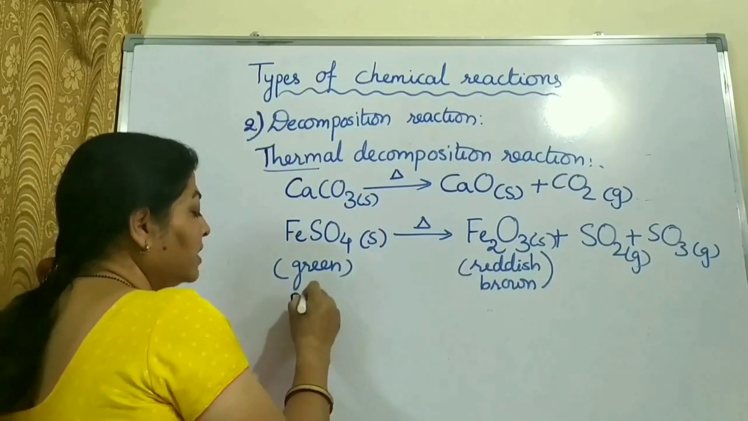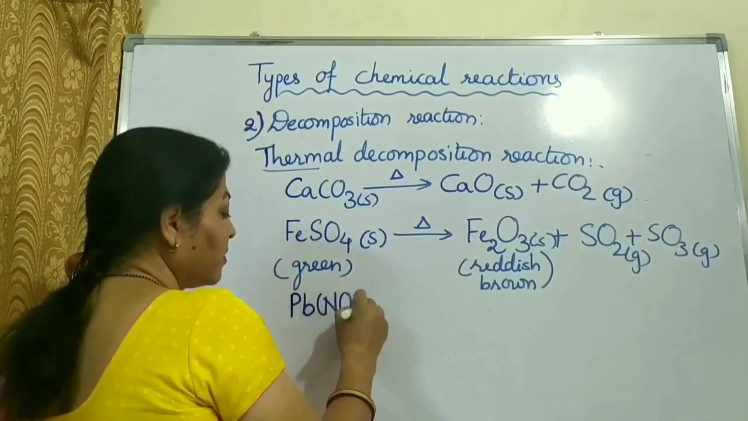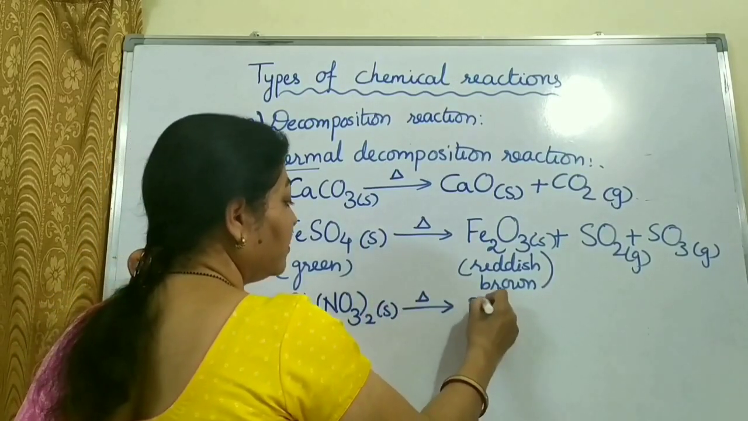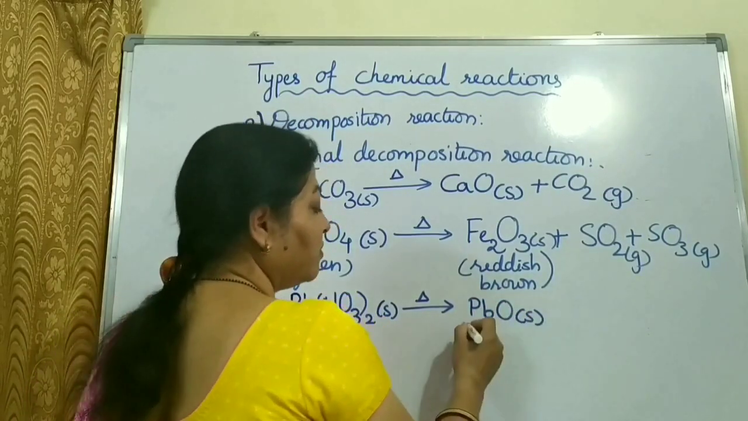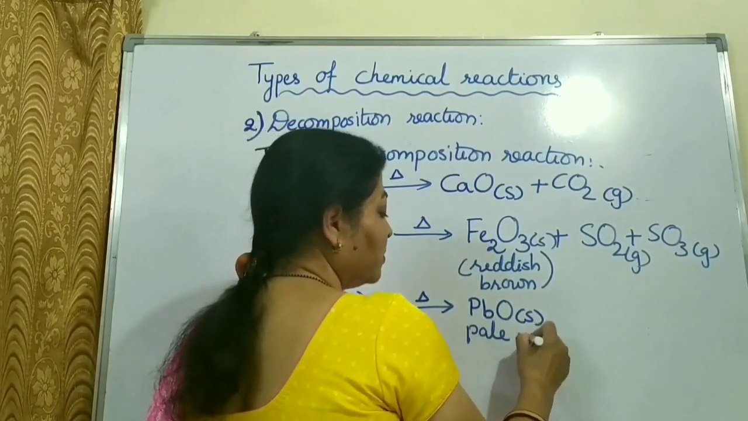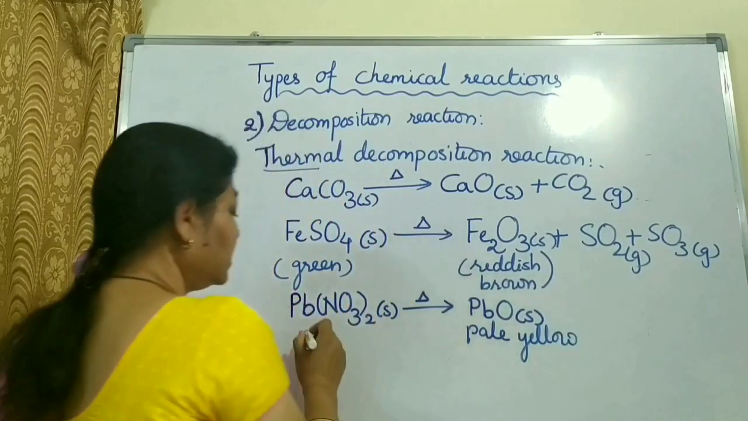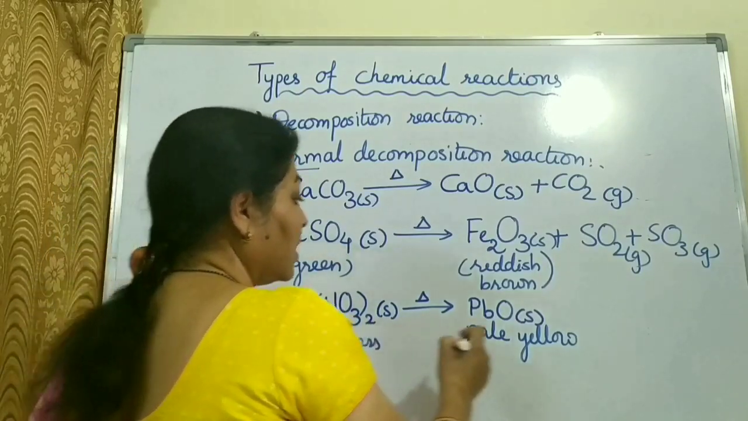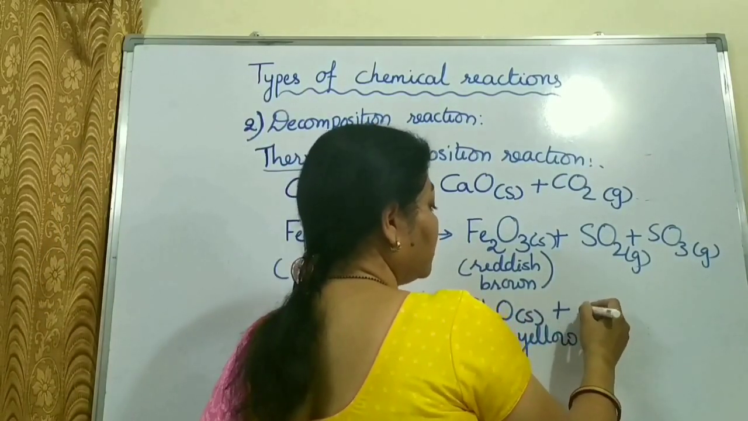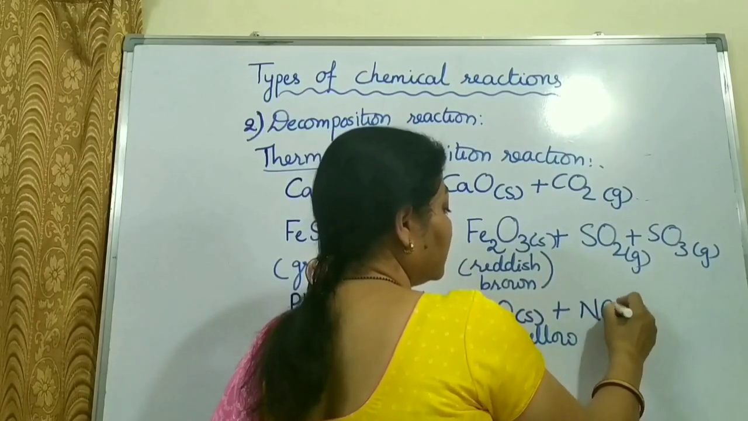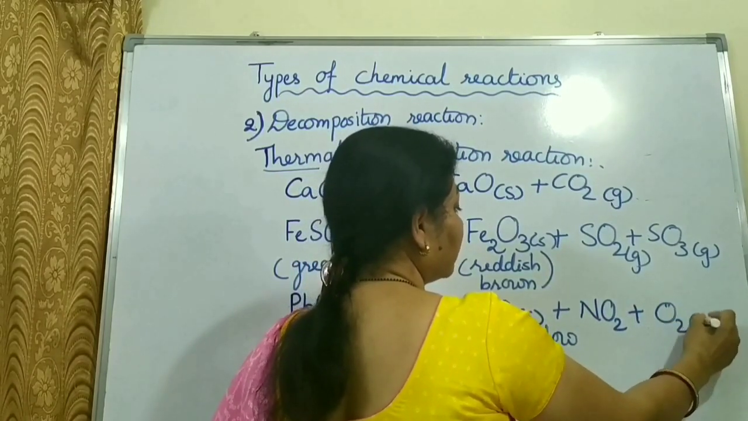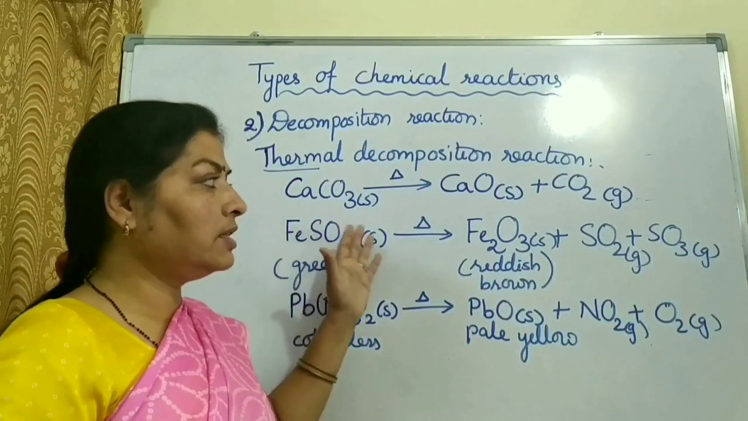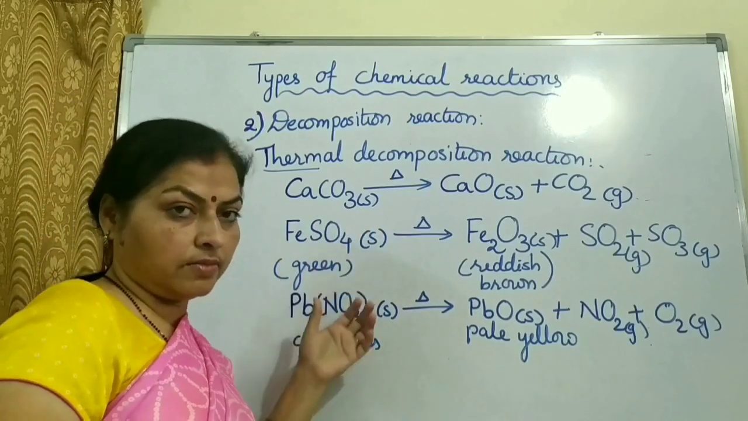Another example is heating of lead nitrate crystals. Pb(NO3)2. On heating, it will give PbO solid, which is pale yellow. The lead nitrate is colorless. And along with lead oxide, we also get NO2 gas and O2 gas. You can balance the equation yourself, children. Try later on balancing. After you see the videos, I will be sending you some points to write.